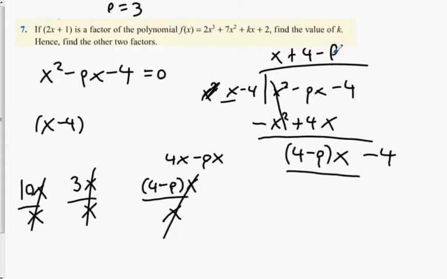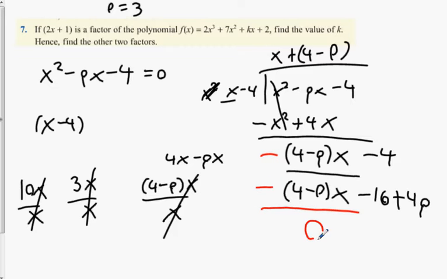Okay? Now you look down and you go, alright, I now have to multiply x by 4 minus p, and I get 4 minus p times x. I now need to multiply minus 4 by 4 minus p, which is going to give me minus 16 plus 4p. Change the signs. The two of them cancel to 0, don't they? And if this divides in properly, this should also turn into 0.